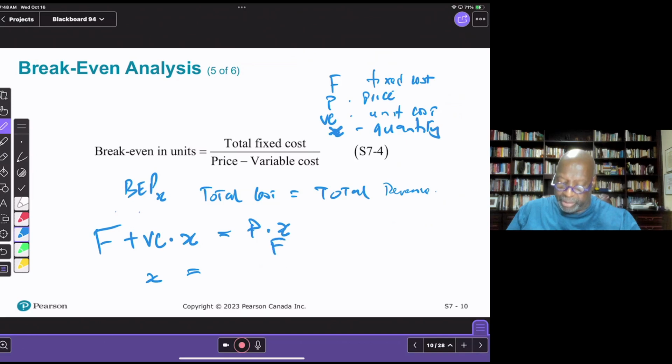F divided by P minus VC, the variable cost. In other words, we are trying to recoup the fixed cost from the contribution or the gross margin, if you wish. And so that will give us our break-even point. Now, if we want our break-even point in dollars, we multiply the X by P.